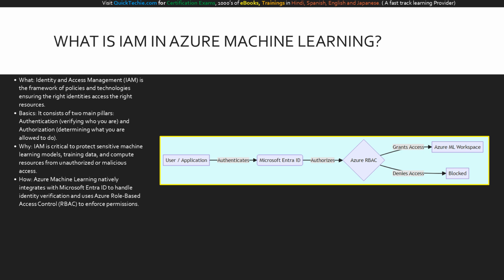It illustrates the journey of a request. When a user or an automated application attempts to access the ML workspace, they must first authenticate against Microsoft Entra ID. Once their identity is proven, the system checks Azure RBAC, the authorization gatekeeper. If they have the correct role assignments, they are granted access to the workspace. If not, they are immediately blocked at the perimeter. This is your first line of defense.